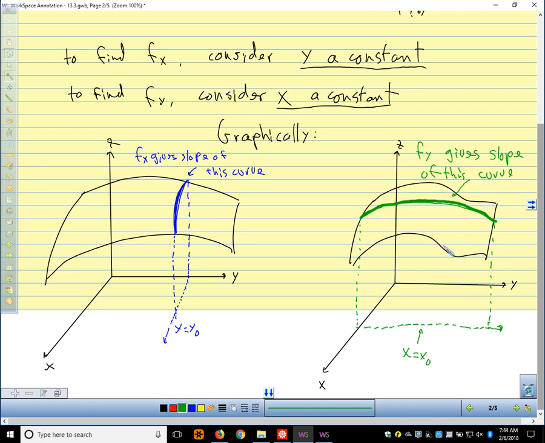So at a particular value of x, we can find the derivative of that curve, and we evaluate that at a point, and that's going to give us the slope of that curve at that particular point. That tells us how rapidly the function is changing as we move in the y direction for a particular constant value of x. It tells us how rapidly our function is changing as we move in the x direction for a particular value of y.